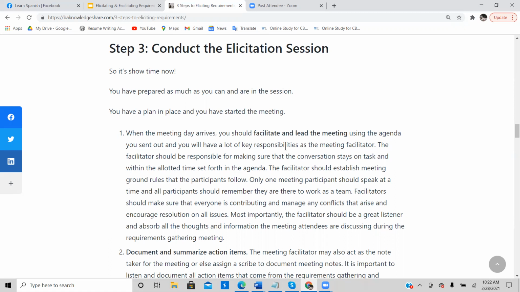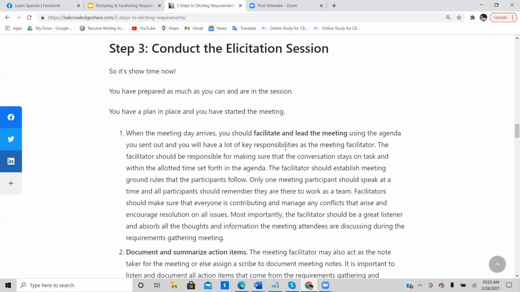Rules could be no multitasking. Rules could be only one conversation at a time. Now that we're all remote, you could have one rule: raise your hand if you want to contribute. Another one could be turn your video camera on, right? So many times as a BA, you're remote, you can't really see the body language, right? If someone's upset, someone's rolling their eyes. So that could be one rule where they leave the video camera on unless they need to step away.